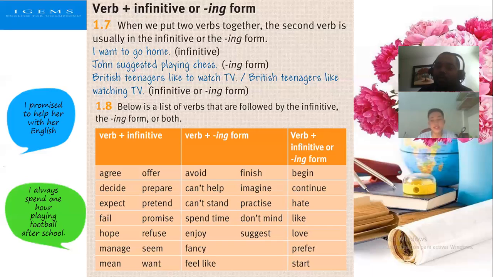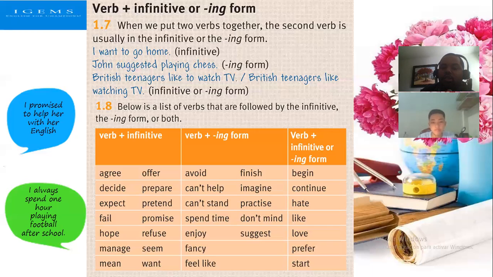I want to go to the party with you. I want to, and then after that, another verb, go. I want to go to the party with you.